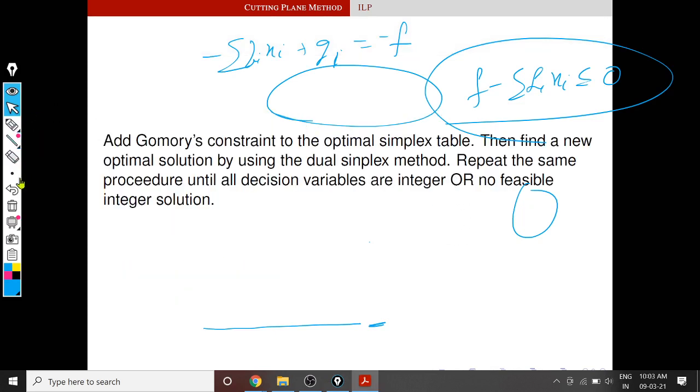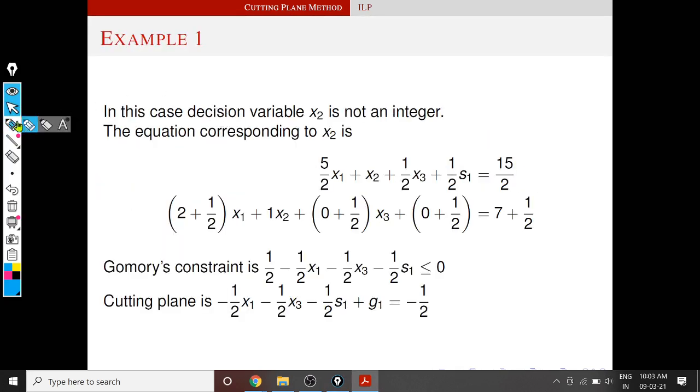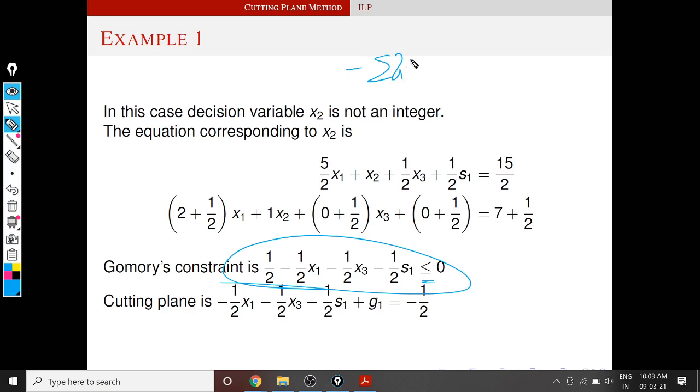Add this Gomory's constraint to the optimal simplex table, then find a new optimal solution by using dual simplex method. Repeat the same procedure until all the decision variables are integers or there is no feasible integer solution. Next we are going to optimize the new LPP using dual simplex method, because this constraint is less than or equal to type, but its right hand side is negative, because minus sigma fi xi is less than or equal to minus f.